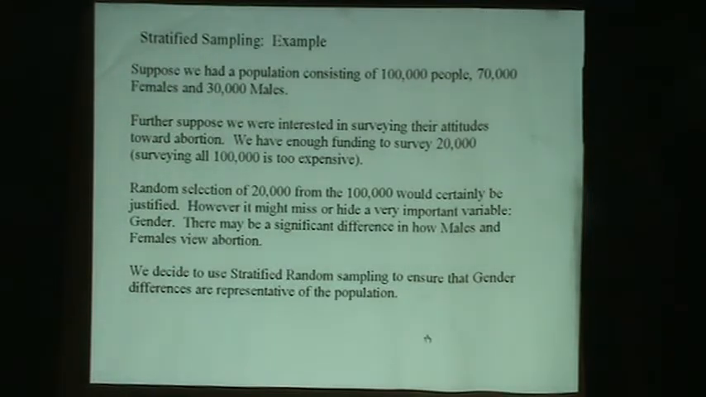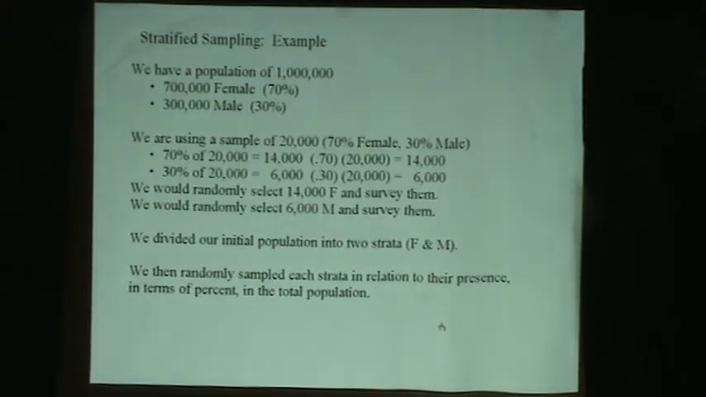However, it might miss or hide a very important variable: gender. There may be a significant difference in how males and females view abortion. So we decide to use stratified random sampling to ensure that gender differences are representative of the population. Here's how it would work.